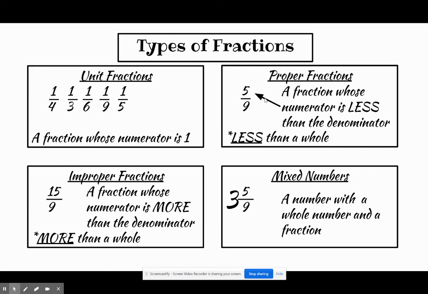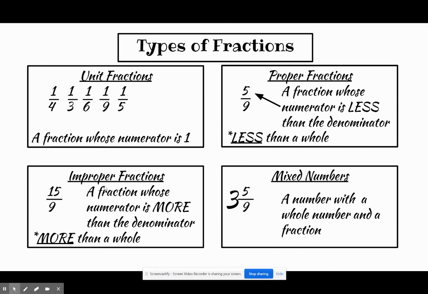Proper fractions are when the number on the top is less than the number on the bottom. That's why it's a fraction. It's just part of something. It's not a whole. To be whole, the number on the top and the number on the bottom would have to be exactly the same. Like 9 out of 9 is one whole. 100 out of 100 is one whole.